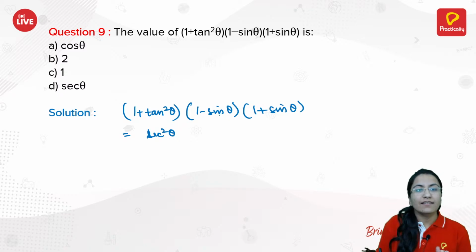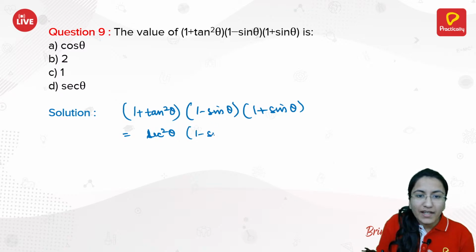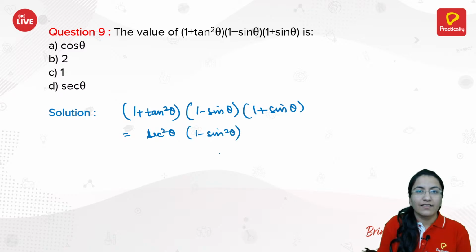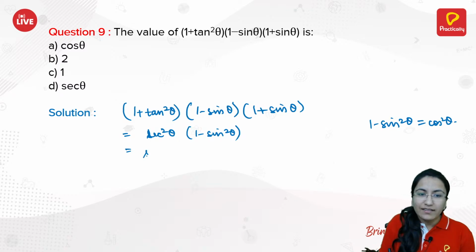Now 1 minus sine theta into 1 plus sine theta. Use the identity over here, a minus b into a plus b, right? So that would be 1 minus sine square theta. That is the same as cos square theta. How? Because cos square theta plus sine square theta equals 1. So just replace it. Secant square theta into 1 minus sine square theta is the same as cos square theta.